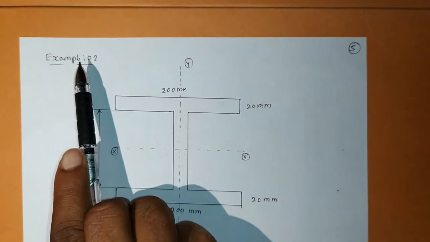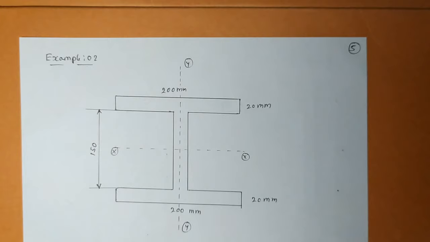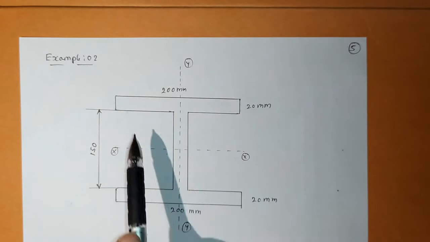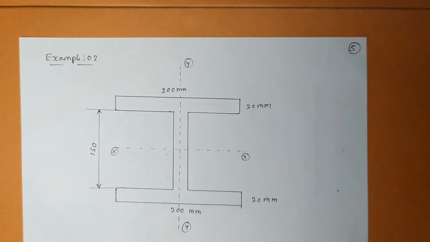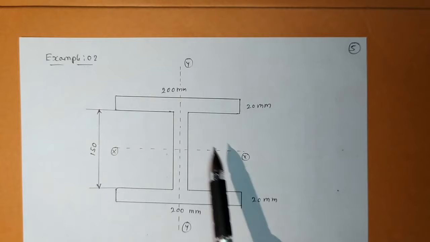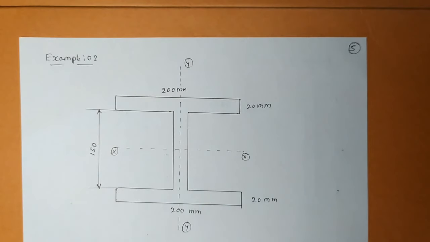Example number 2. For this example, we have to find out the centroidal distances x bar and y bar. This is the I section. If you choose this as the reference axis, x-x axis, and this is the y-y axis, there is no need to find out x bar and y bar.